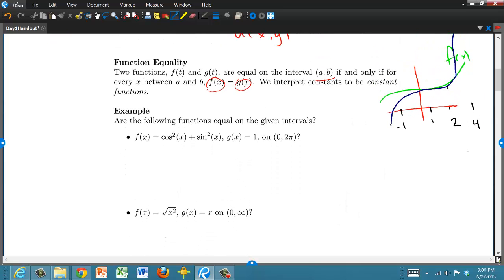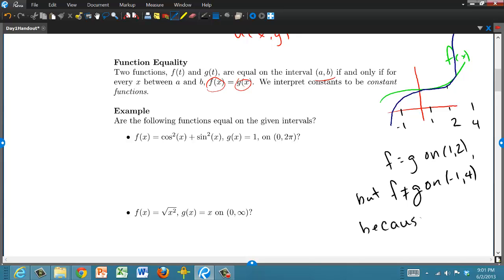So let me just mark that out here. So in this example, f equals g on the interval 1 to 2, but f is not equal to g on the interval -1 to 4. Okay? And the reason is because of these regions.